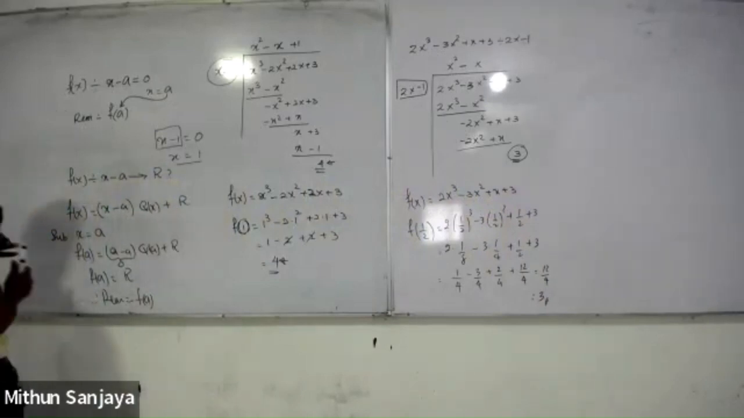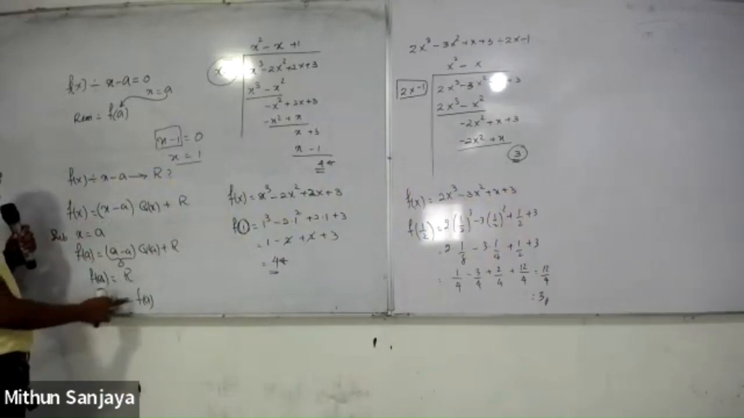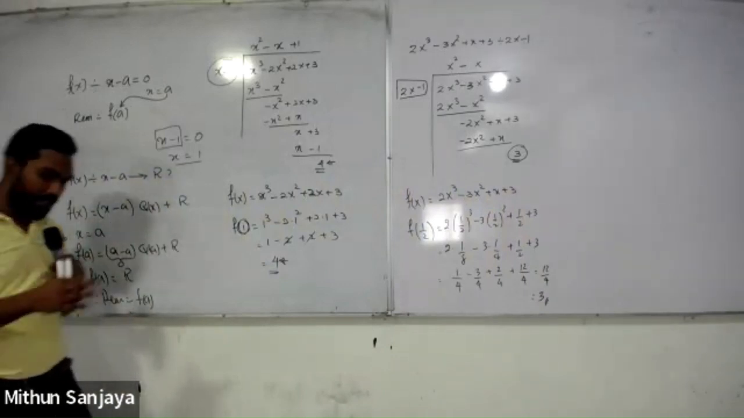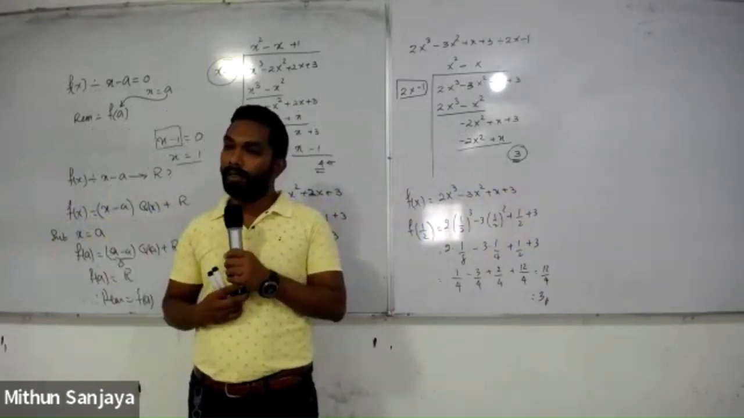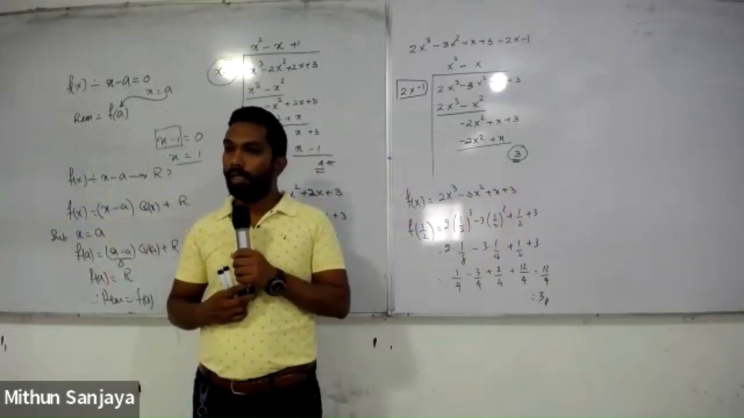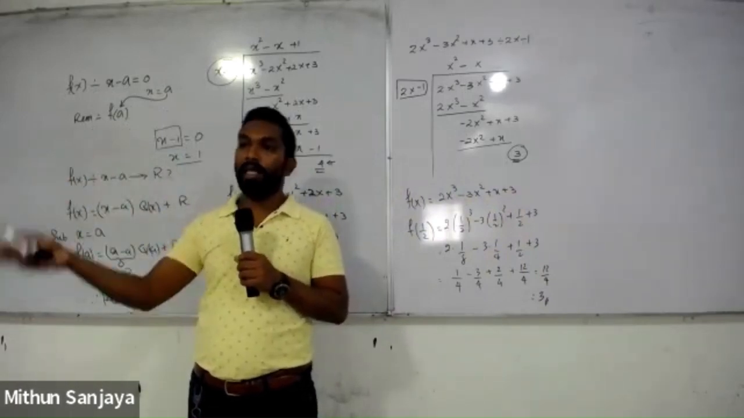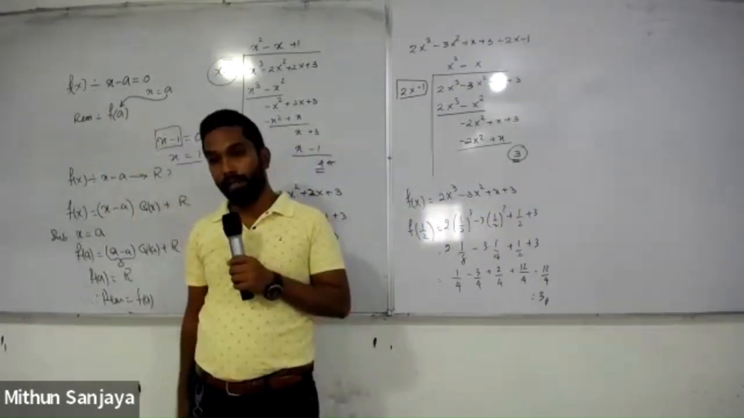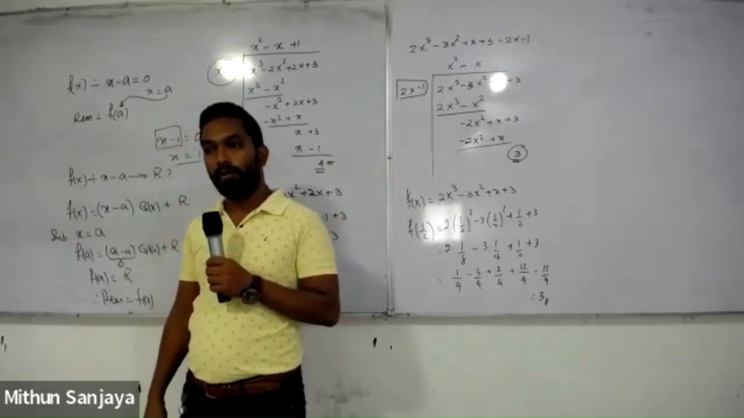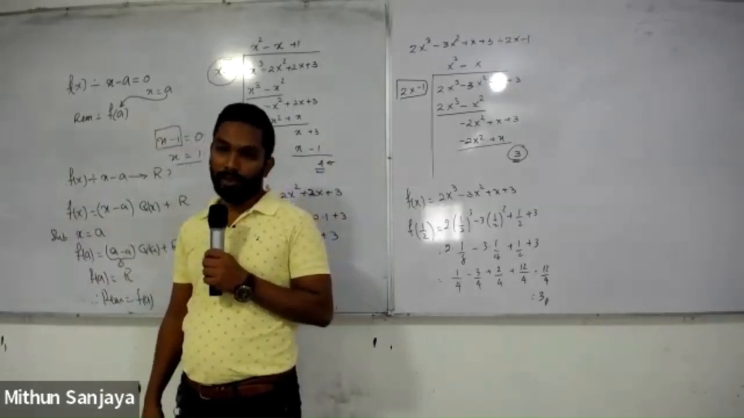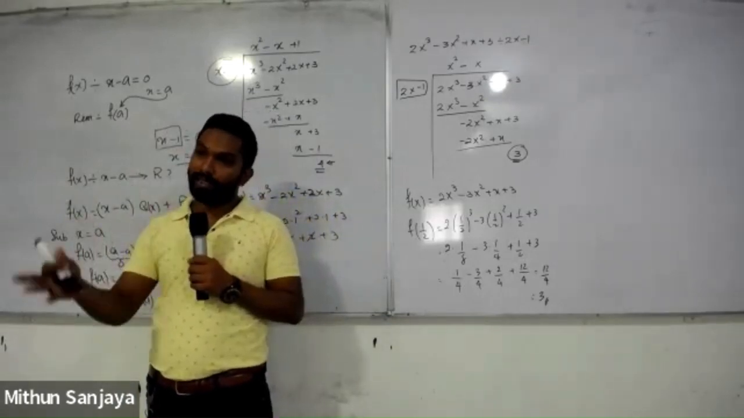Now, when we have any function divided by x minus a, then we can get the remainder. f(x) divided by x minus 1, what will remain? x minus 1 equal to 0, x equal 1. Then f(1) is the remainder. f(x) divided by x minus 2, f(2) is the remainder. f(x) divided by x plus 3, f(minus 3) is the remainder.